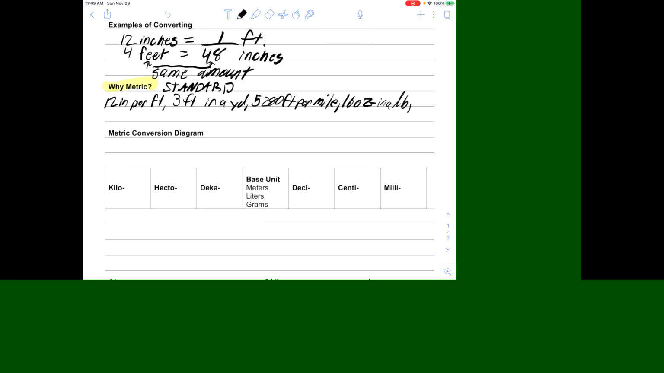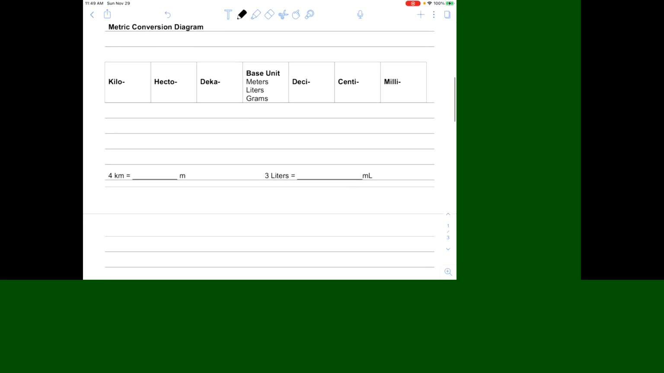In the metric system, the only number you need to know is the number 10. We don't have to memorize 12 and 3 and 5,280 and 16 and where they all go and all of that. The only number you need to know is the number 10. And that works for meters, for liters, and for grams. So I'm going to show you what I mean by that, and that is with this chart. So this is our metric conversion diagram, and I strongly recommend that if you take your notes on Notability, or if you take notes on paper, that you draw out this diagram and that you use this to help you solve the problems.